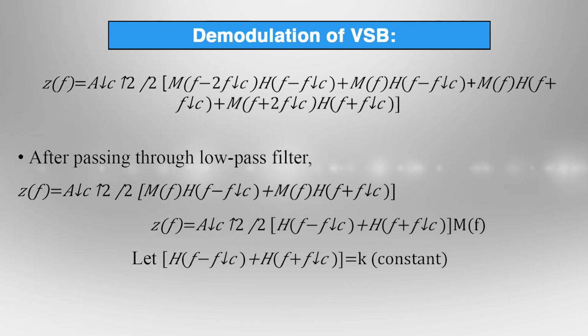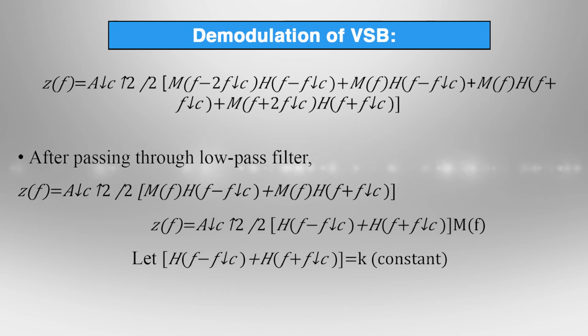After passing this signal through the low pass filter, the output of the low pass filter will be Z of f, that is equal to Ac square by 2 into m of f into H of f minus fc plus m of f into H of f plus fc. That will pass only the message signal having the frequency fm. That is why we have the component of m of f only.